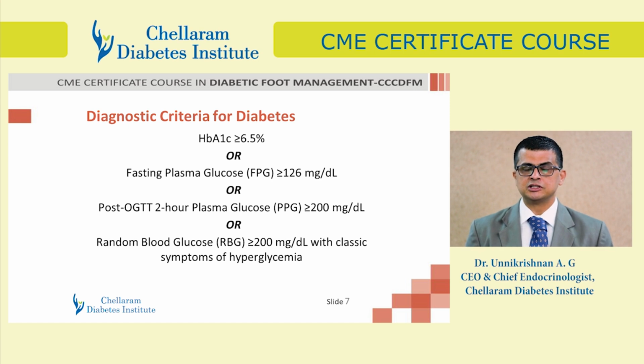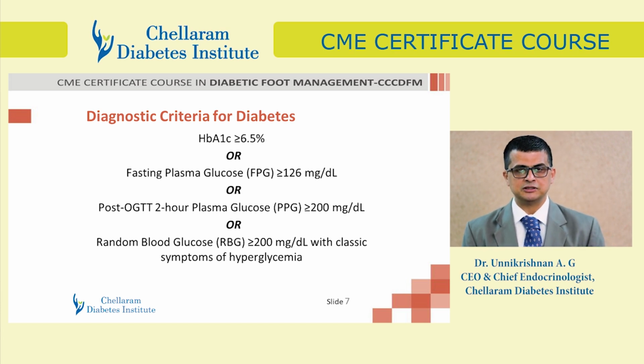And why do we say 2 to 3 months? Because, ladies and gentlemen, as you know, hemoglobin stays inside a blood cell called the red blood cell, and the life of the red blood cell is about 90 to 120 days. So therefore, the hemoglobin A1c gives us an average of the last 3 months blood sugar, and if the value is more than 6.5%, we say that the person has diabetes.